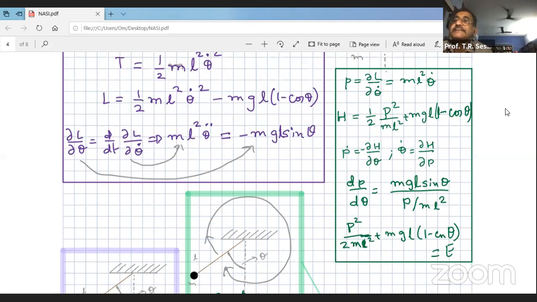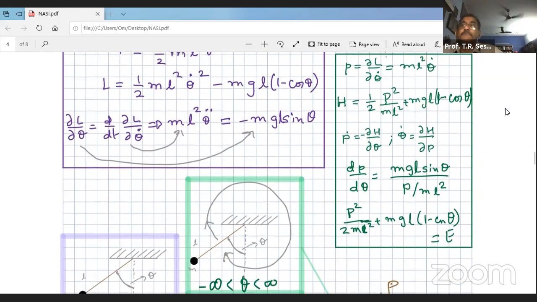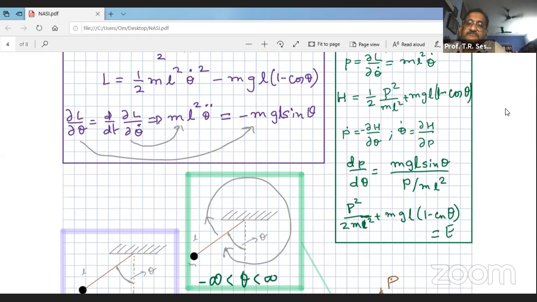And now I can take this theta on one side and the P portion on the other side, as before, and I can integrate it. If I integrate it, the answer I will get is P square by 2ml square plus mgl into (1 minus cos theta) equal to E. So this is my equation for the phase space trajectory of this particle, because this equation gives me a relationship between P and theta. Now let us go up. Now I'll tell you why this momentum phase space has a very interesting structure.